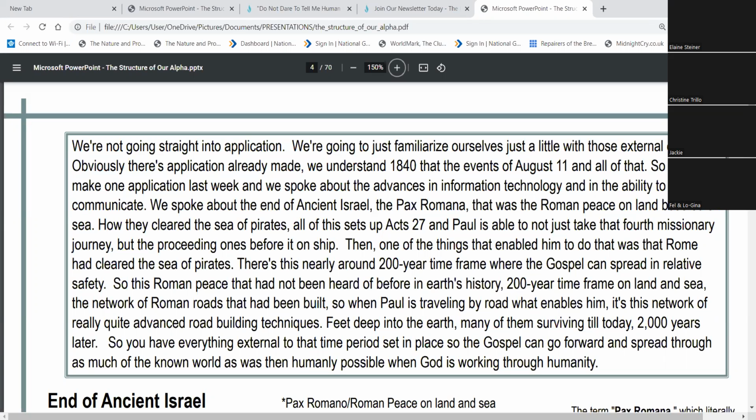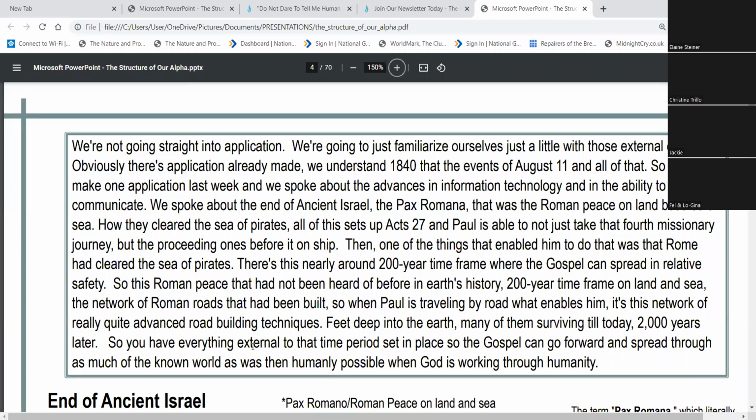So this Roman peace that had not been heard of before in Earth's history, a 200-year time frame on land and sea, and the network of Roman roads that had been built. So when Paul is traveling by road, what enables him? It's this network of really quite advanced road building techniques, feet deep into the earth, many of them surviving till today, 2,000 years later.